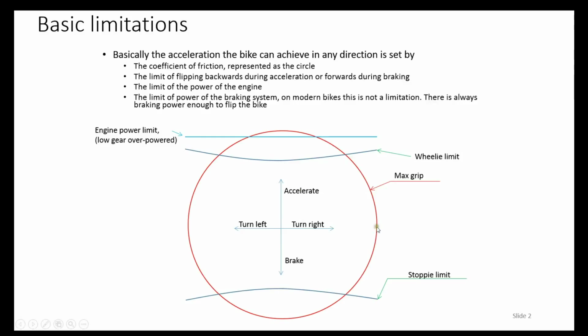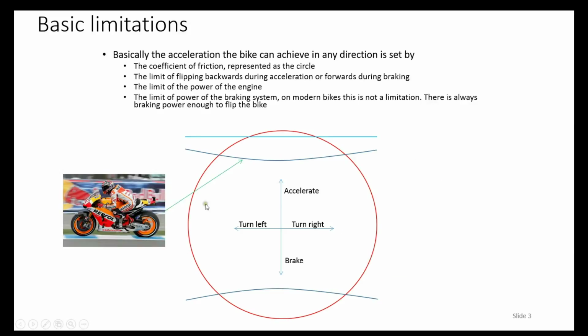If you try to accelerate more, the bike will lift the front wheel. If you try to turn, you will reach the level of grip, and if you try to turn harder than the grip you have, the bike will start sliding. If you try to brake as hard as you can, you come to the stoppie limit and the bike will go on the front wheel. Then of course, if it's very slippery, the circle becomes smaller and you cannot stop or you cannot wheelie. But under normal circumstances, this is how it looks.